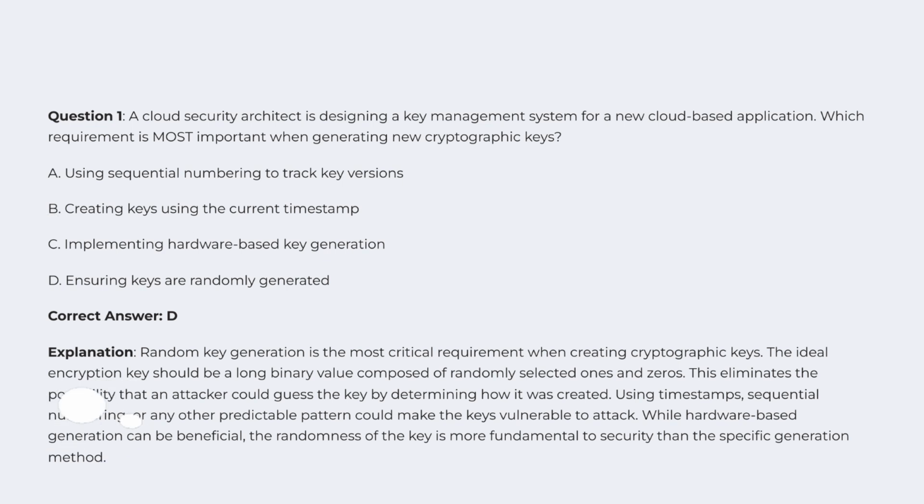Correct answer D. Explanation. Random key generation is the most critical requirement when creating cryptographic keys. The ideal encryption key should be a long binary value composed of randomly selected ones and zeros. This eliminates the possibility that an attacker could guess the key by determining how it was created. Using timestamps, sequential numbering, or any other predictable pattern could make the keys vulnerable to attack. While hardware-based generation can be beneficial, the randomness of the key is more fundamental to security than the specific generation method.